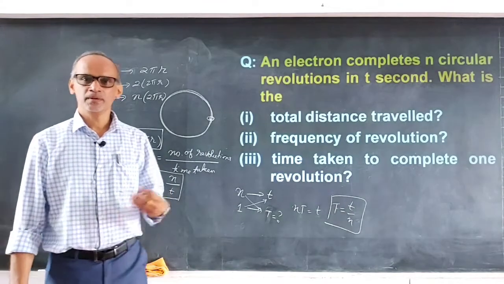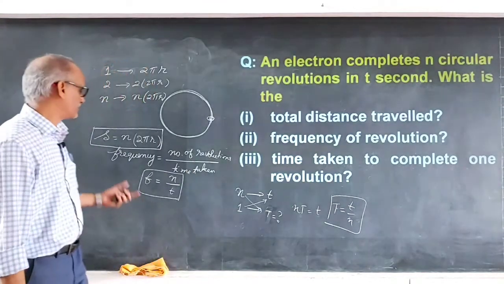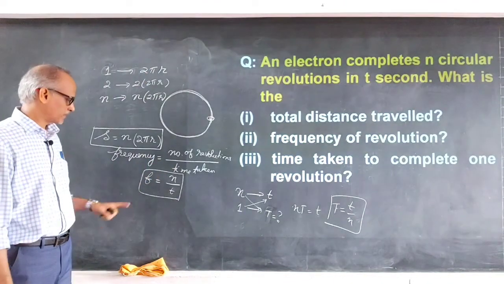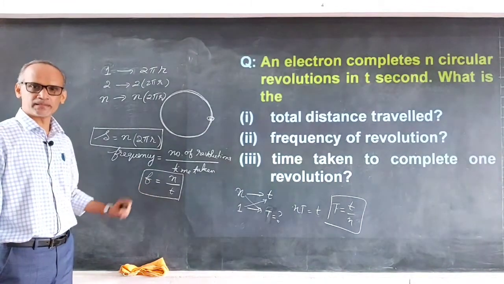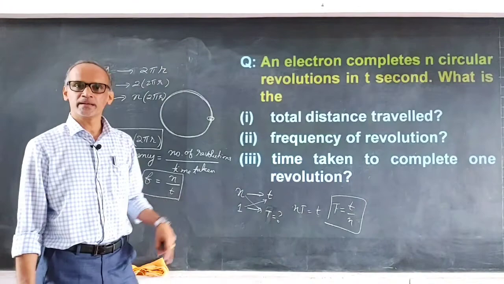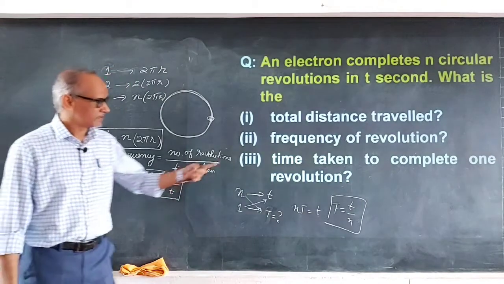It's called time period of revolution. Number of revolutions completed in 1 second is called frequency of revolution. Look at the formula for F. F is N by T. Look at the formula for capital T. It is T by N. Here it is N by T. There it is T by N.